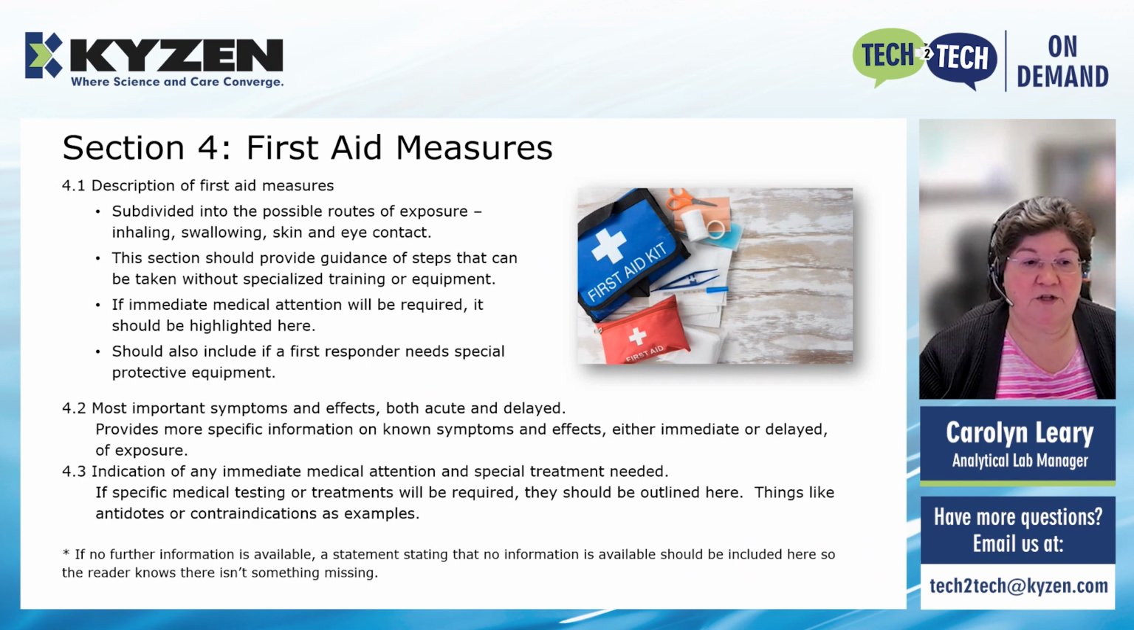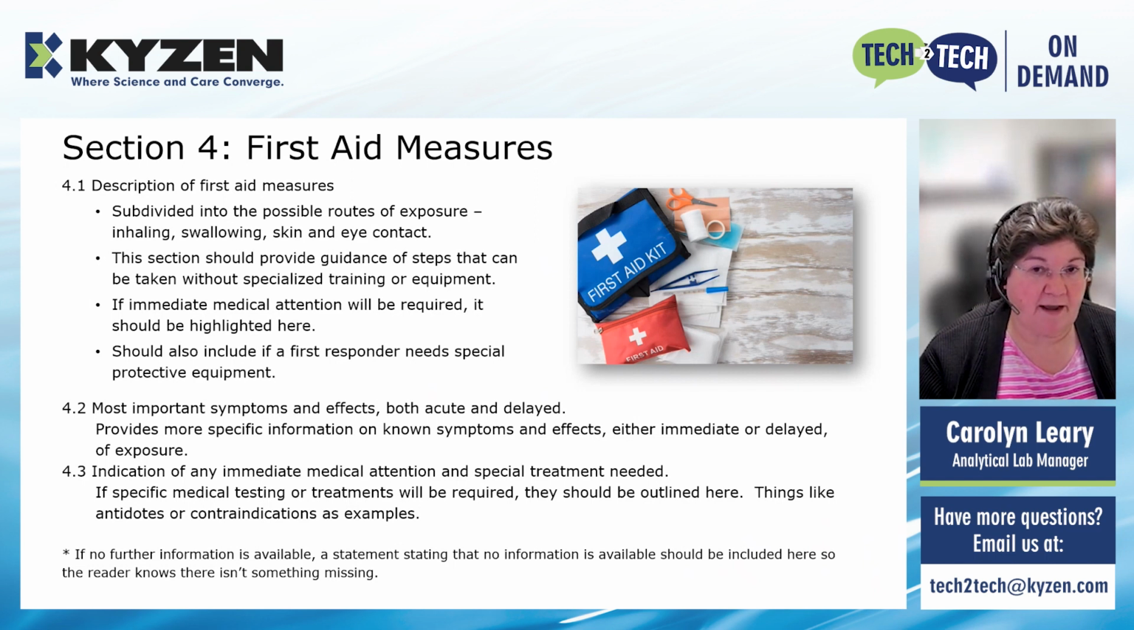Are there things they need to know, such as anecdotes or things that they definitely need to avoid when treating a patient who has been exposed to this chemical? Now, not every chemical that has a safety data sheet will have severe hazards. And just as we've mentioned before, you can't delete the section. Each safety data sheet should have 4.1, 4.2, and 4.3.